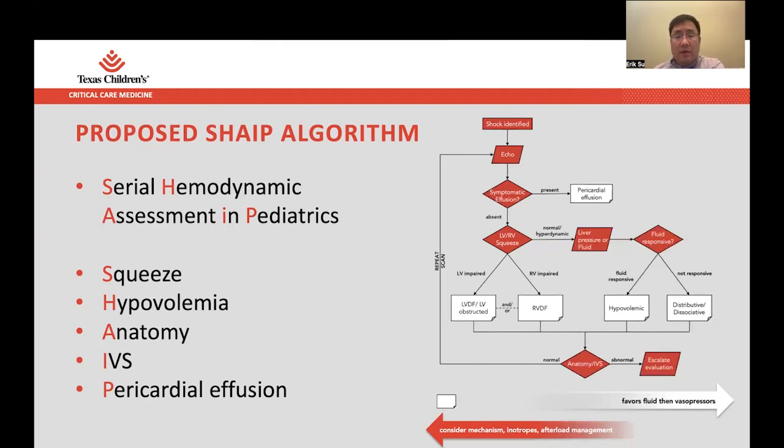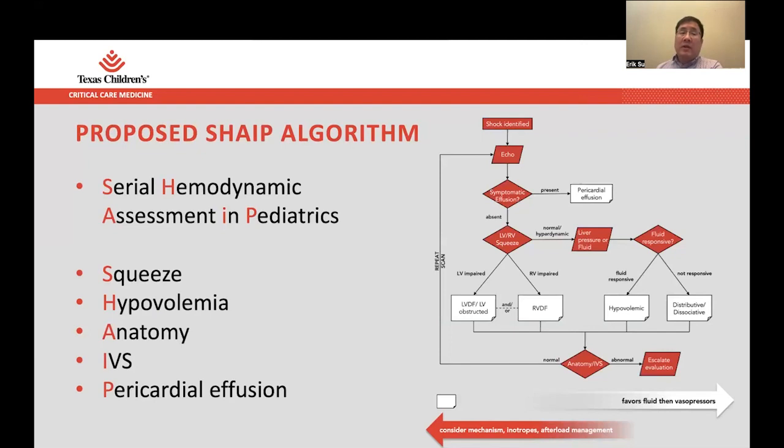So the moniker we're working out right now is the serial hemodynamic assessment in pediatrics, which is meant to be a little bit like APGAR, and that gives you clues as to what the components are. One would be squeeze. You're going to take a look at the overall dynamic movement of the heart as an indicator of how well it is getting loaded from a preload standpoint, what kind of afterload it's dealing with, or if there's an issue with myocardial function.